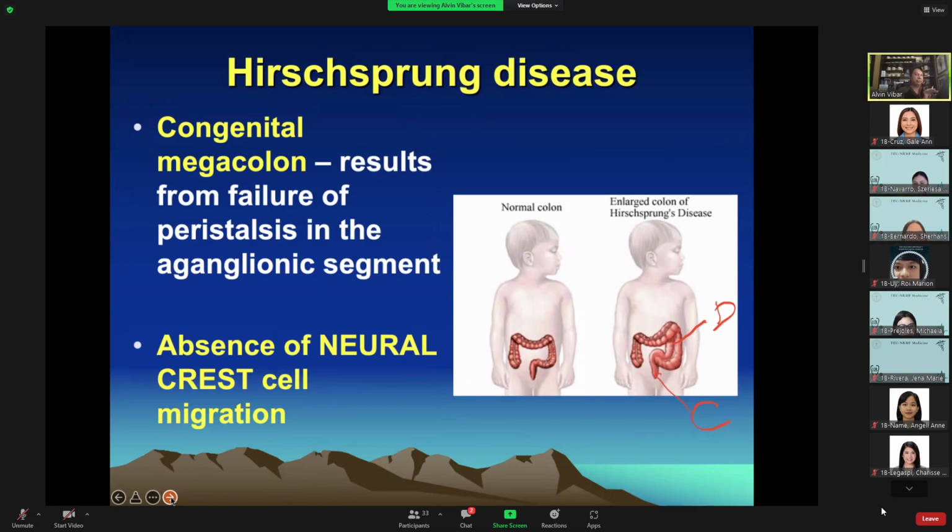Anybody from section B? Normal. Try to analyze it, di ba? This part, the constricted, is abnormal. It's not moving. It's not functional. Wala siyang myenteric plexus. Wala siyang Meissner's plexus. So the constricted part is abnormal, while the dilated part is normal.